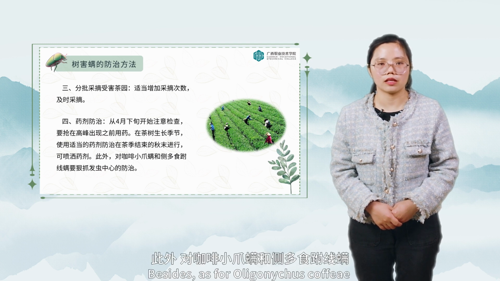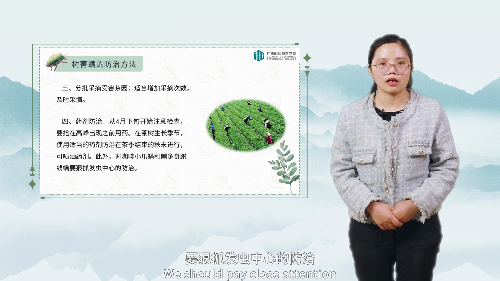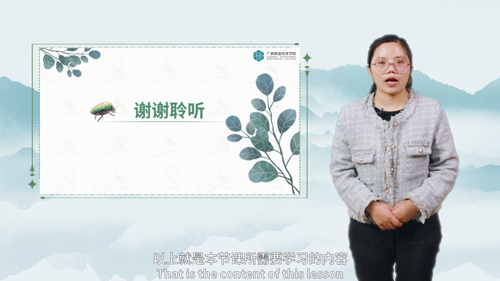Besides, as for Oligonichus coffea and Polyphagotarsonemus latus, we should pay close attention to the prevention and control of pest occurrence centers. That is the content of this lesson.